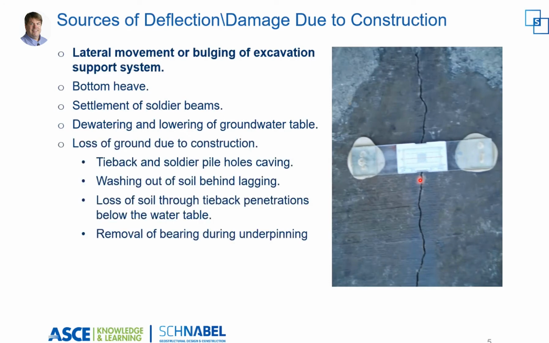Then there might be loss of ground due to construction. If you have a careless contractor, you might have tiebacks or soldier pile holes caving in underneath the building, which could cause settlement. You could have washing out of the soil behind the lagging, or raveling because the lagging wasn't properly backpacked. You might have loss of soil through tieback penetrations below the water table due to the differential head. Water wants to come through when you pierce a cutoff wall, and that might bring some fines with it. And if you have an underpinning structure, of course, you have to remove part of the support, and that could lead to some settlement.